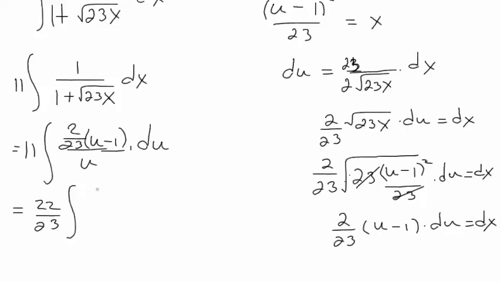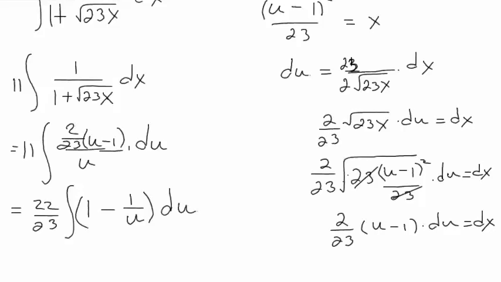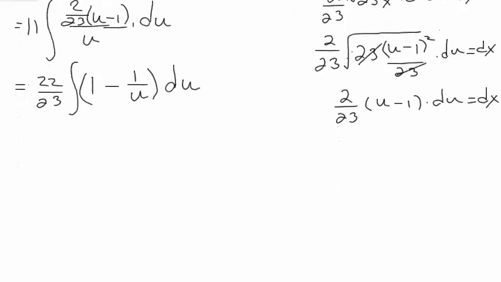And I'm going to break this up. So this is u over u, which is 1, minus, and then 1 over u, I should say, du. Okay. And let's move on down.